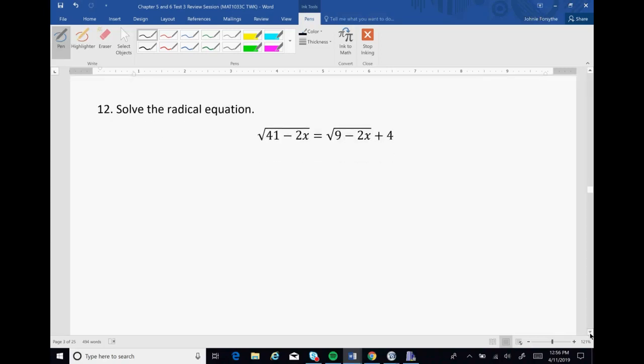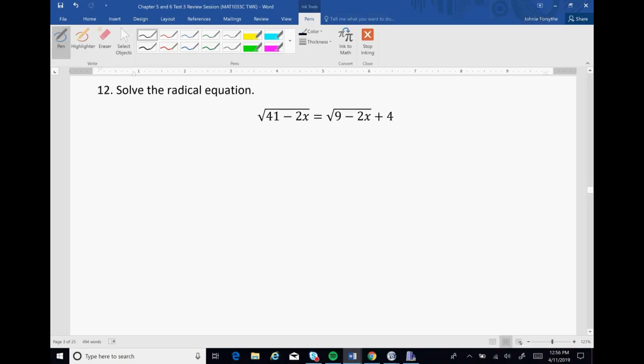Number 12, solve the radical equation. So to solve this radical equation, when you're solving a radical, you want to get one of your radicals by itself, isolated, and then to undo a square root, we're going to square it. So this problem is already set up for us to go ahead and get started. So let's say I want to get rid of this first square root on the left. I'm going to square it.